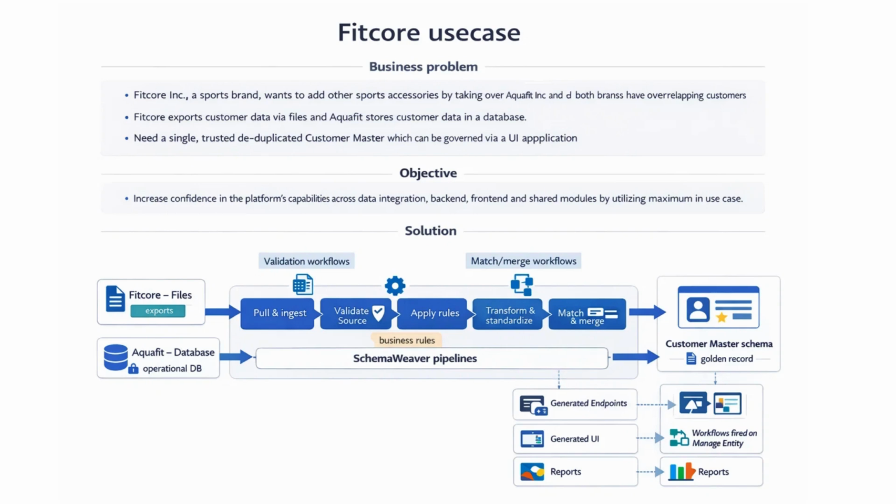The output of this flow is a clean customer master schema, effectively the golden record for each customer, which is then exposed through generated endpoints and consumed by a generated UI. The same setup also enables reporting on top of the mastered customer data and provides a governed way for users to work with the unified customer master.